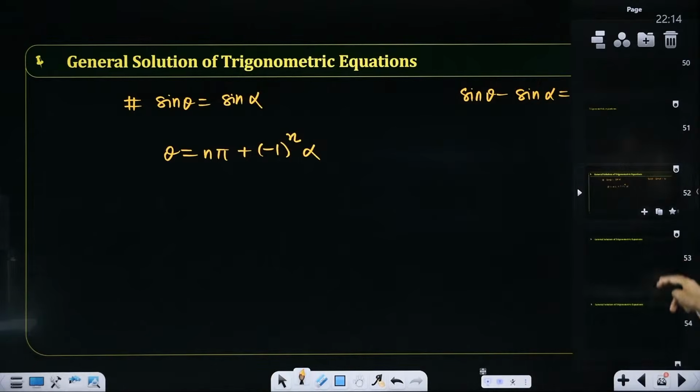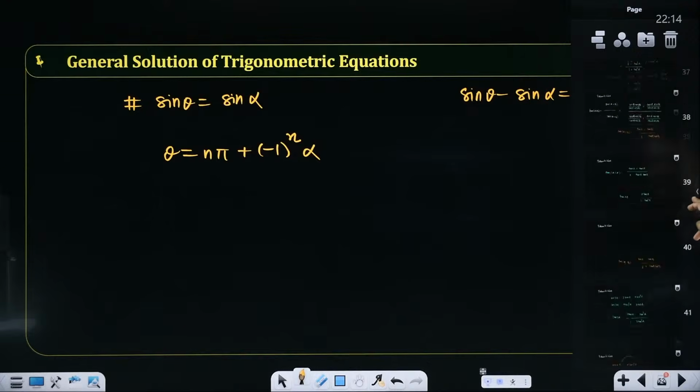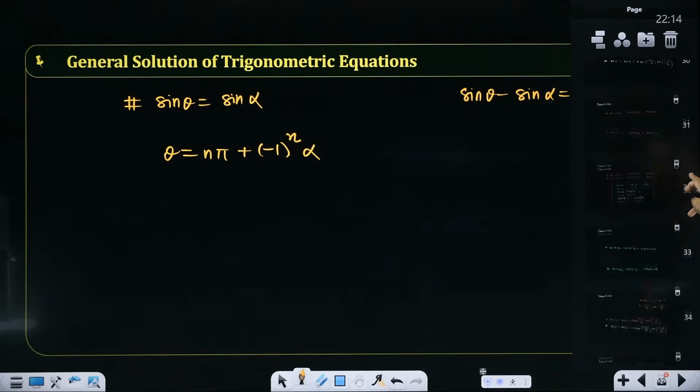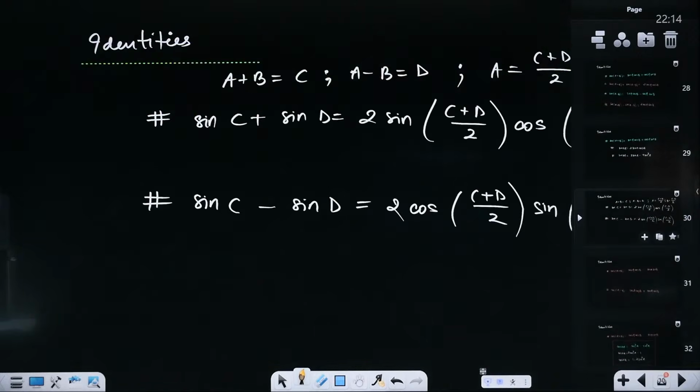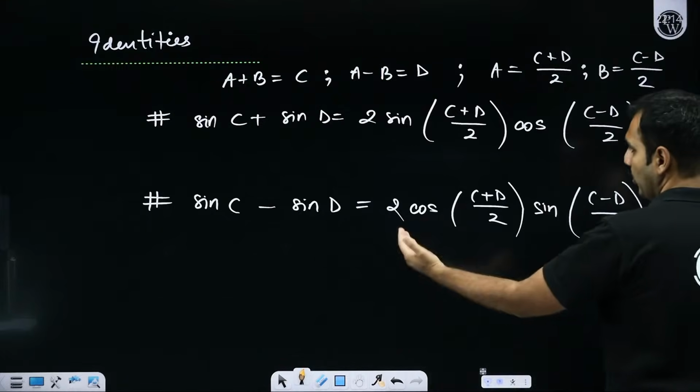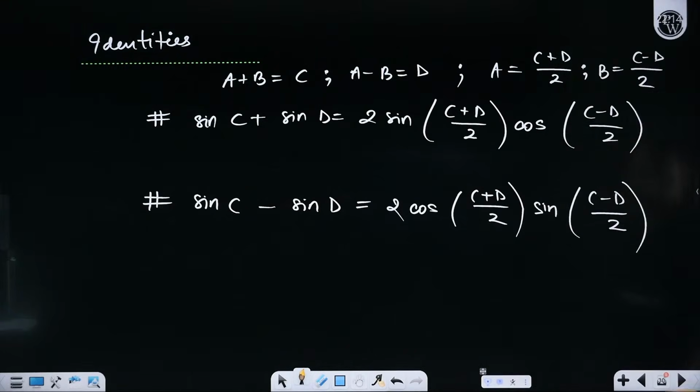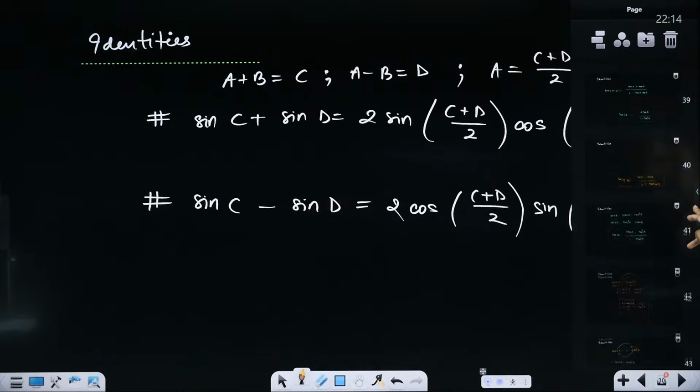I hope you do remember, we have discussed sine c minus sine d. If you have forgotten, I'll just show it to you so that you don't forget it. Sine c minus sine d, where did I do it? Here I did it. Sine c minus sine d, do you remember? 2 cos (c plus d) by 2, sine (c minus d) by 2. That's exactly what I want you to use here.